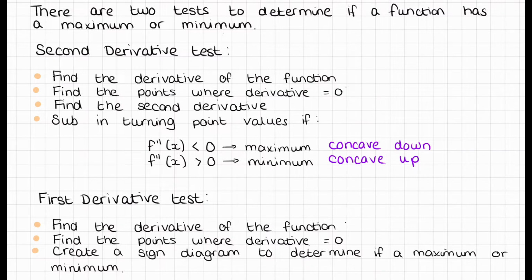In the first derivative test, we find the first derivative. We then find the points where the derivative equals 0. To find those turning points, then we create something called a sign diagram to find out if they are a maximum or a minimum. Both these tests work perfectly fine. A lot of the time people just choose the one that they find the easiest. Most people generally prefer the second derivative test, but what we do in the first derivative test does come in handy when we look at kinematics.